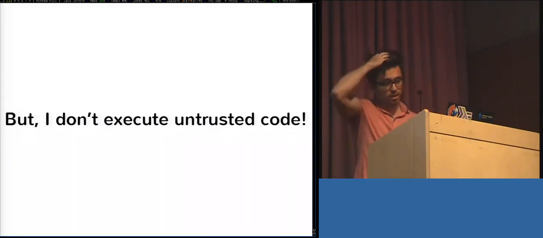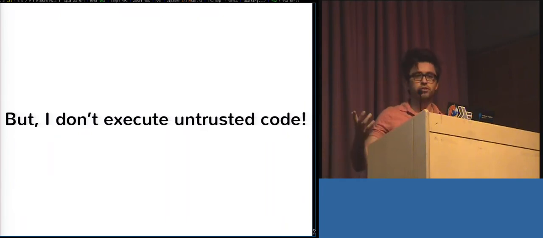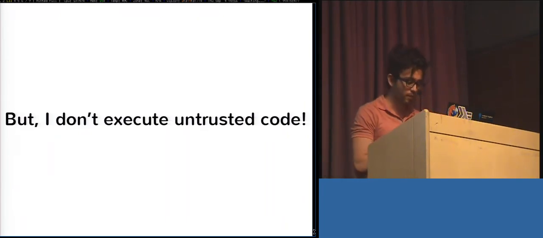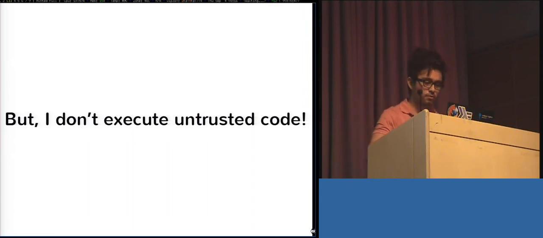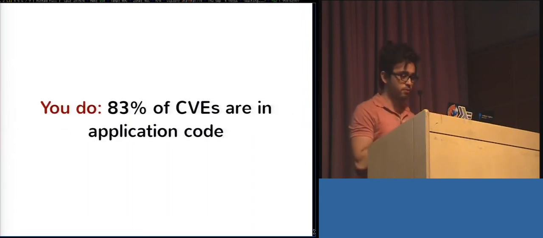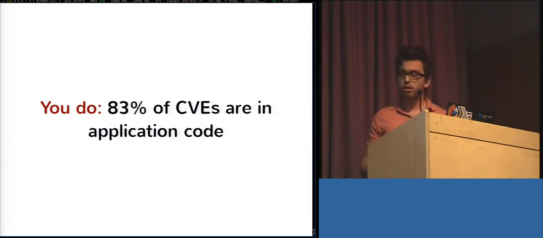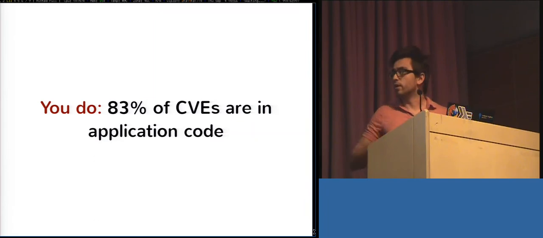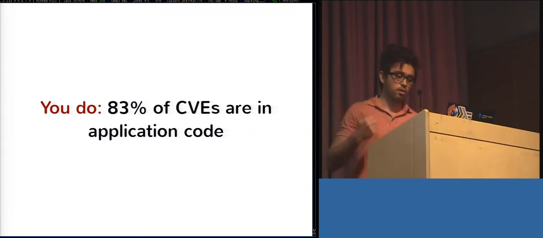Okay, so you might say, that's fine, but I actually don't really execute untrusted code. I don't execute malicious code, so why are you talking to me? If you really believe that, I'm here to tell you that you're lying to yourself, because 83% of CVEs are actually application code. So those SSL bugs are a minority, and in fact most bugs are really in applications that we build or others build and we use, so in libraries that you actually might Cabal install.